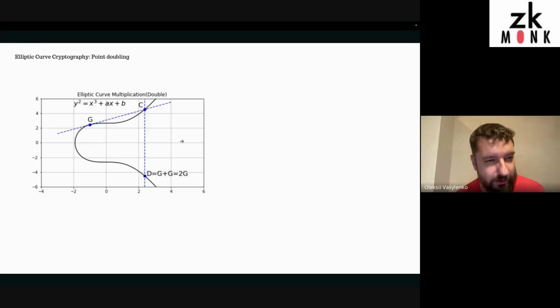Which is the y coordinate? Doubling, as I said, we use the tangent line. We don't have point A anymore. We take this point G. We draw a tangent line to the current position of the curve. Find point C, and also negate against the 0 axis. This is how it looks. Why do you need to know it? Because when you understand in your mind how it works geometrically, it's easier to write the formulas of addition or subtraction or doubling.